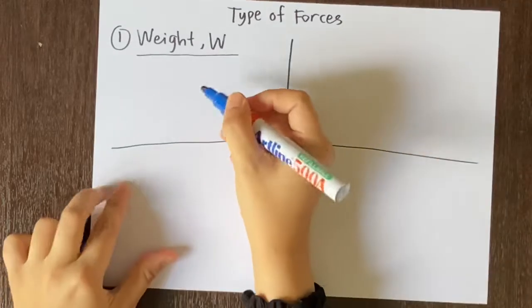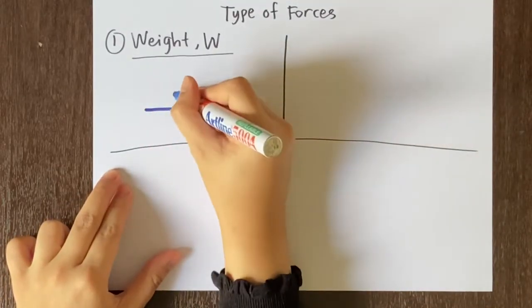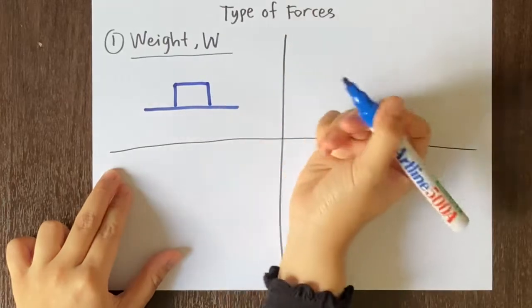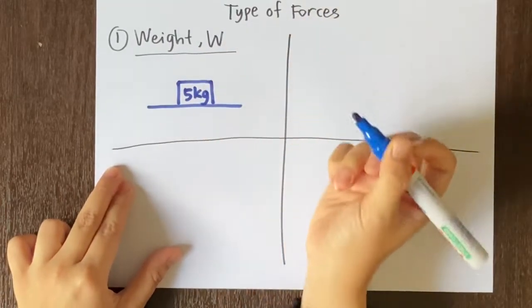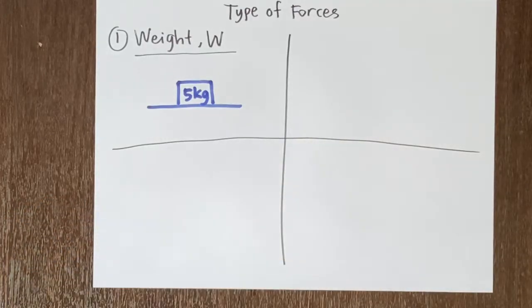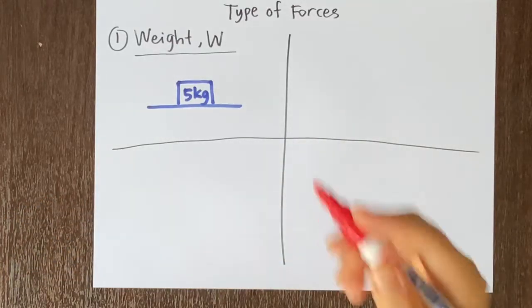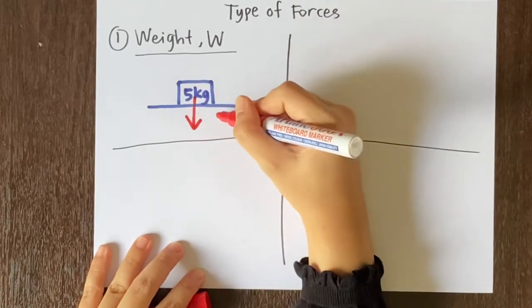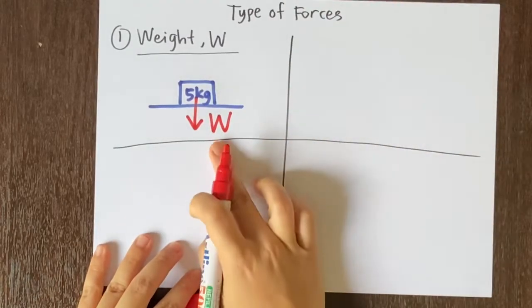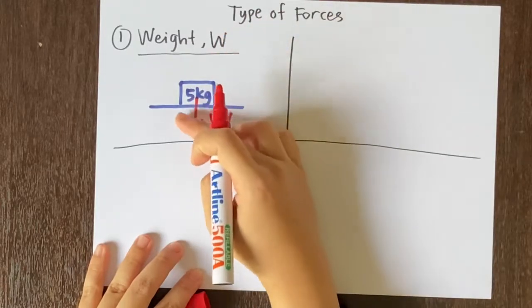So what is weight? This is the surface, here is the object. For example, mass is equal to 5 kilogram. So where is the weight direction? Weight direction is always downward. So you put an arrow downward and label it W. W means weight. Weight is downward.